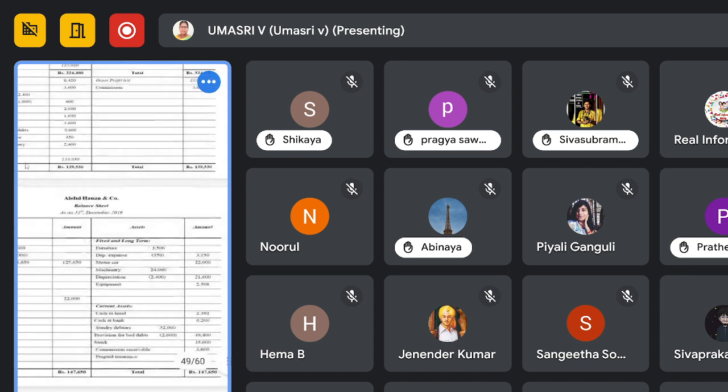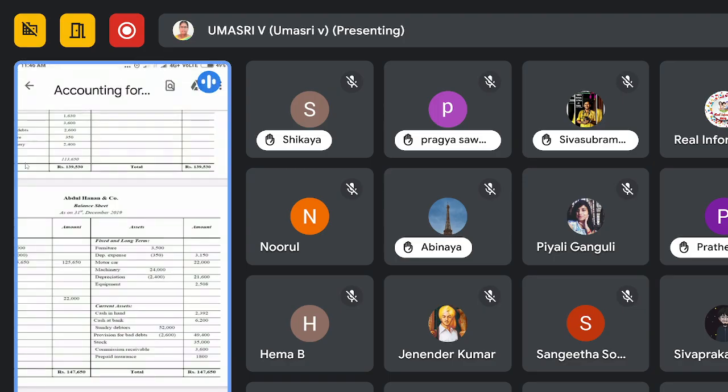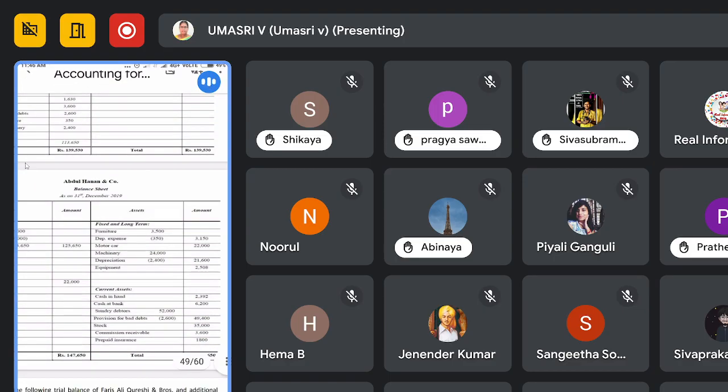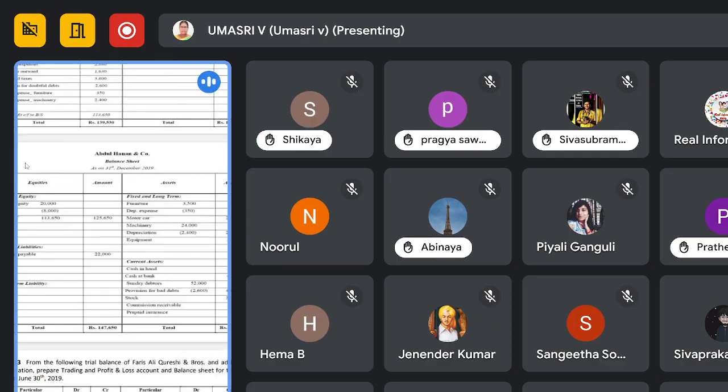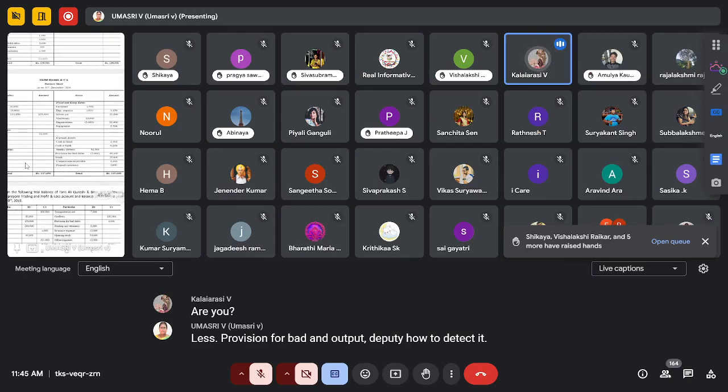Then asset side, fixed assets and long-term assets. Fixed assets, that is furniture less depreciation, motor car, machinery less depreciation, then equipment, these are all fixed assets. Then current assets, you have to write cash in hand, cash in bank. Debtors, you have to keep debtors less provision for bad and doubtful debts, you have to deduct it. Then stock, commission receivable.